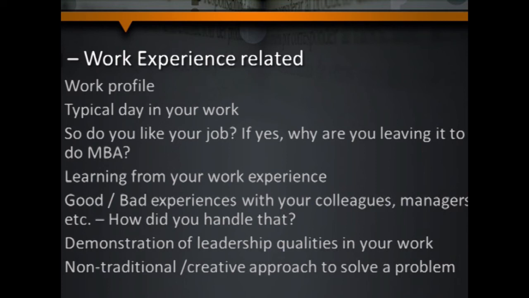if this can go with this. So how did you handle the situation, a bad experience with your colleagues? Maybe you handled something in a creative manner, maybe a non-traditional approach. Maybe if you feel that it's a new way of handling something, you can talk about that even in this. So it depends on your experiences, I would say.